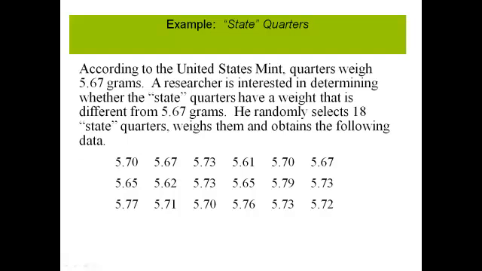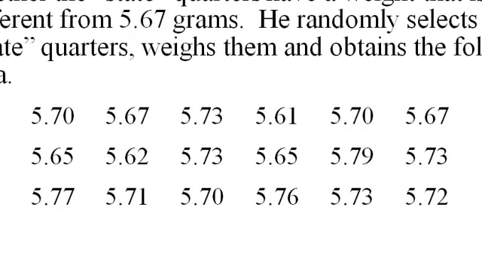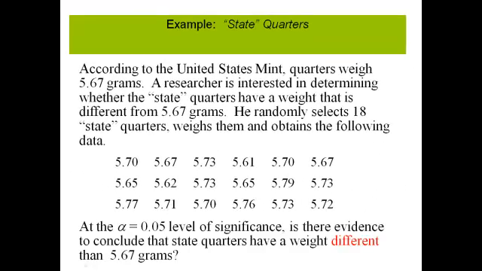So he randomly selects 18 state quarters, weighs them, and obtains the data shown here. And now we want to test, at the alpha equals 0.05 level of significance, whether there is evidence to conclude that state quarters have a weight that is different than 5.67 grams. And now notice the key word different. That suggests that the researcher doesn't have any reason to believe that the state quarters should naturally weigh less than or greater than the standard quarters. He just wants to see if there's evidence that their weight is different. So this implies that we're going to do a two-tailed test.